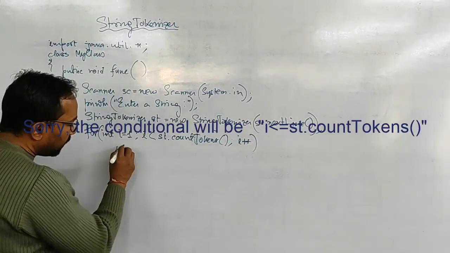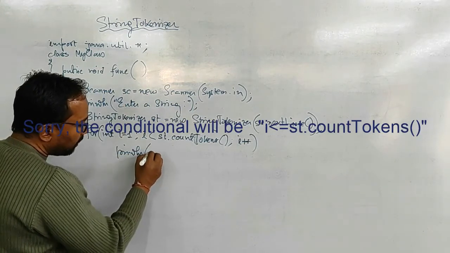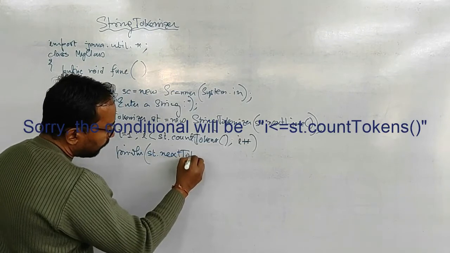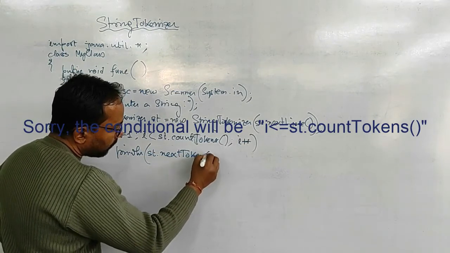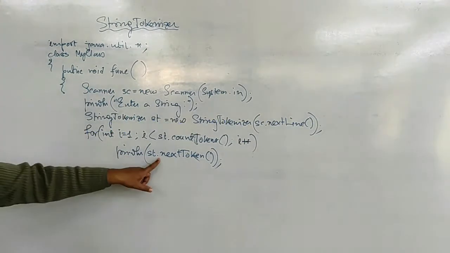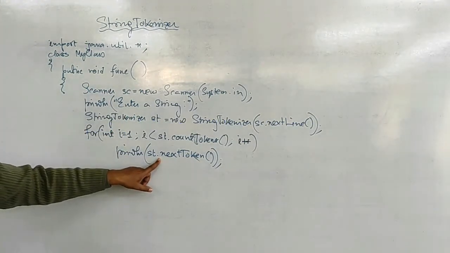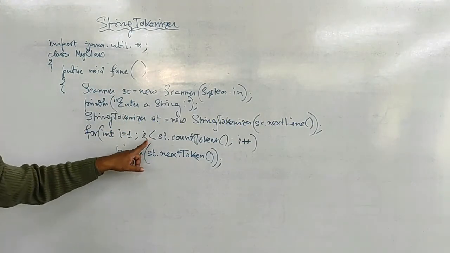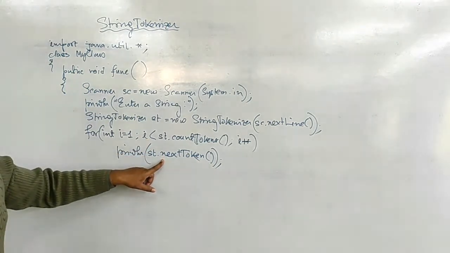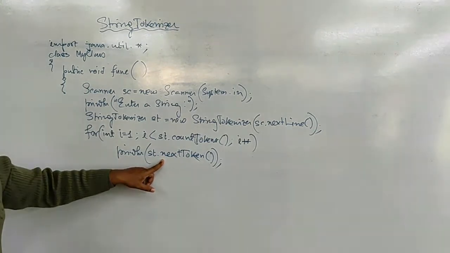Now if I write here println st.nextToken(), it will read the words one after another. So the very first time it will read the first token and display it in one line. Then next time when you execute, it will read the next token, which will be displayed in the second line. Then the third token in the third line. That means each token will be displayed in a separate line.